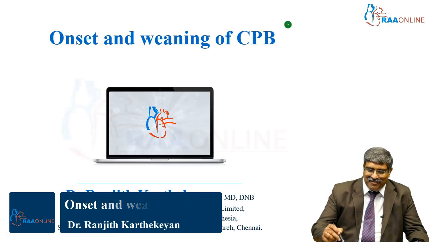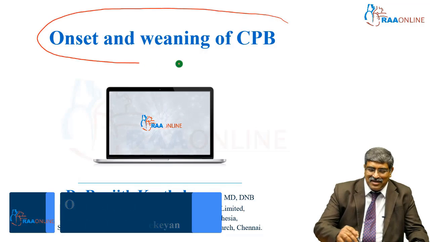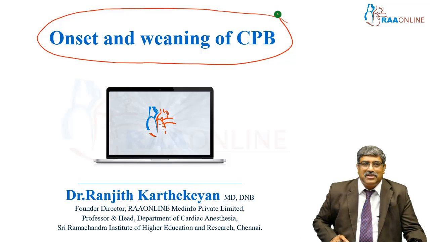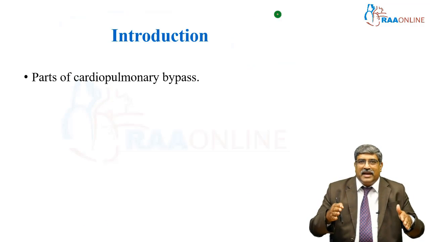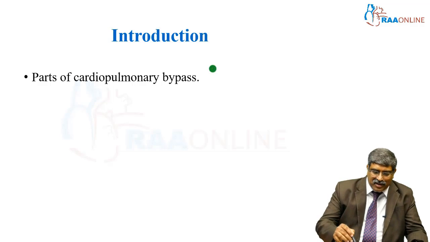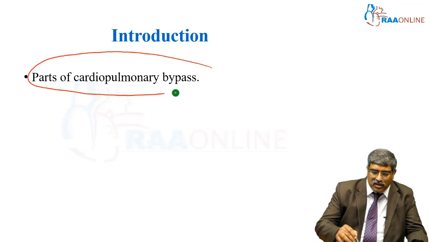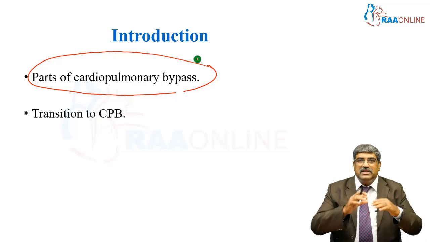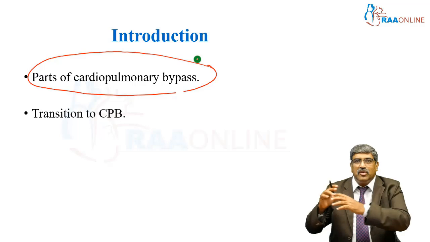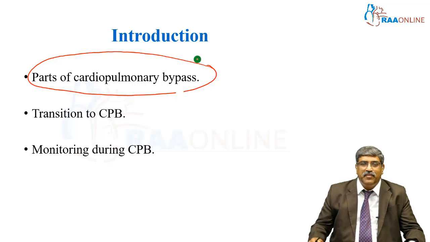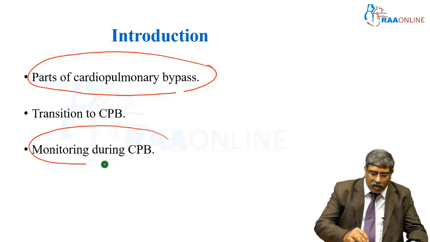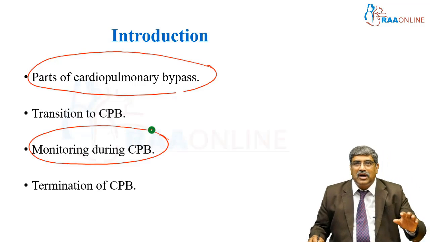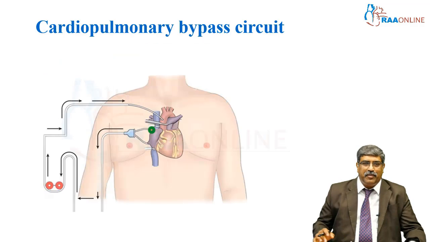In this session, we will be dealing with onset as well as how to wean from cardiopulmonary bypass. In the next 30 minutes, I will be dealing with what are the various parts of the cardiopulmonary circuit, how you transit from normal physiology to cardiopulmonary bypass physiology, what are the various monitors you use during cardiopulmonary bypass, and how you terminate the cardiopulmonary bypass.